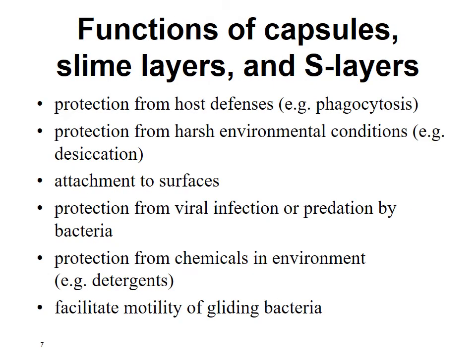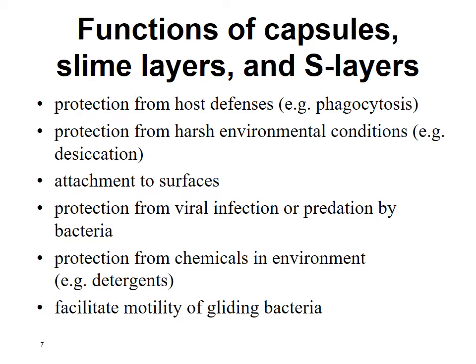Although these external layers are not required for growth, reproduction and survival of the bacteria, they do offer several advantages when these bacterial species grow in their normal habitats. So for example, they're thought to help pathogenic bacteria resist phagocytosis by animal host phagocytes. These phagocytes are cells that would normally engulf and destroy invading bacteria.